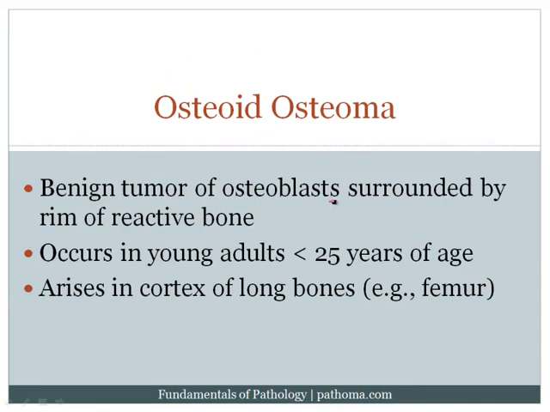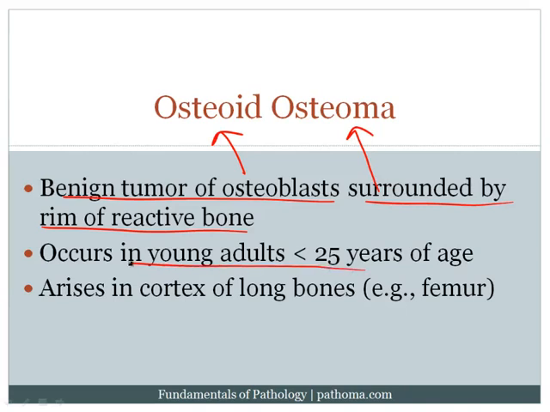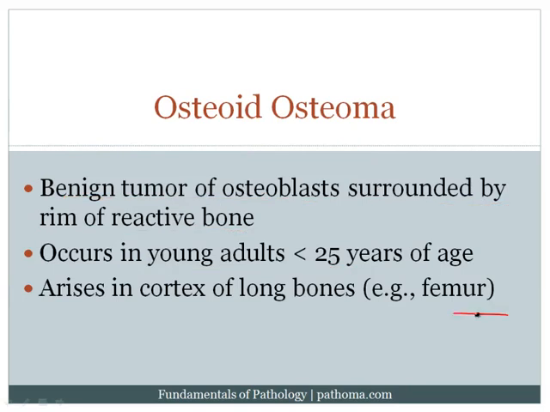So this is a benign tumor of osteoblasts, which make osteoid, surrounded by a rim of reactive bone, hence the term osteoma. It occurs in the cortex of young adults, less than 25 years of age is sort of the classic demographic, and it arises in the cortex of long bones. Now let's go back and remind ourselves that the bone has a cortex, which is its surface, and then there's a medulla. And so this tumor is going to arise on the cortex of the bone.